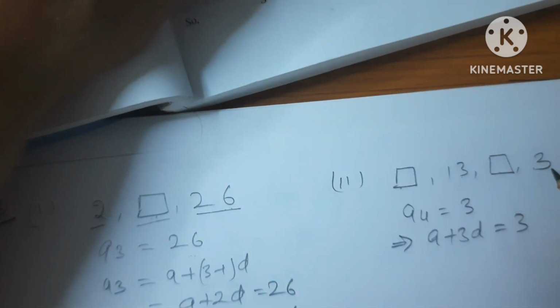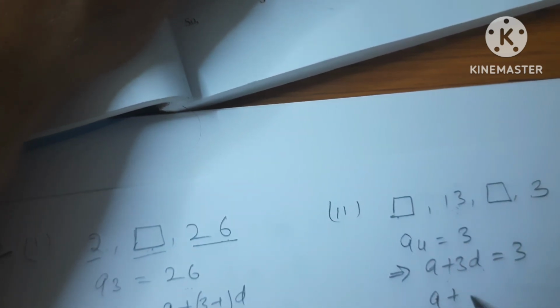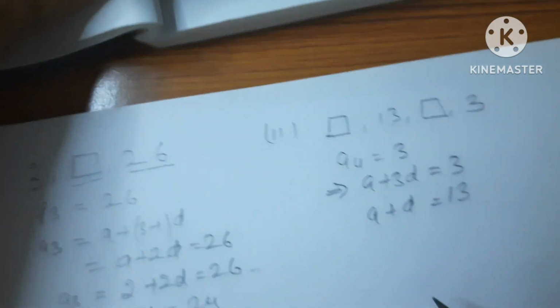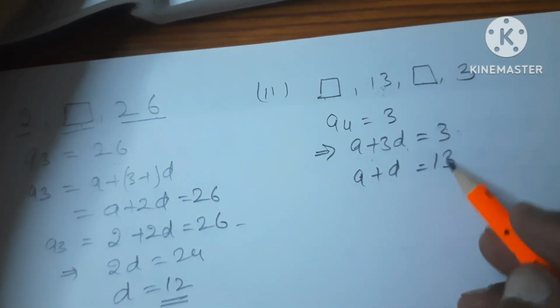Okay. A4 means A plus 3D. Now this is the second term. That means A plus D, second term, is equal to 13. Now from these two equations, we will find the value of A and D.